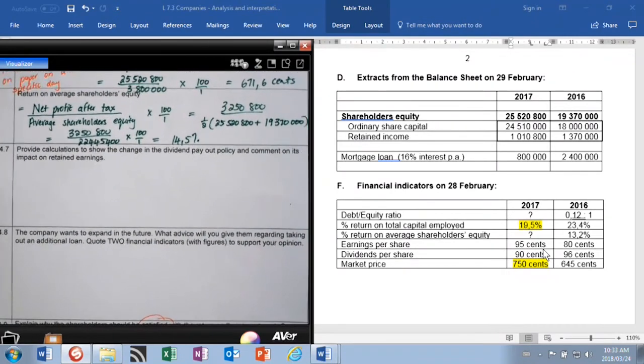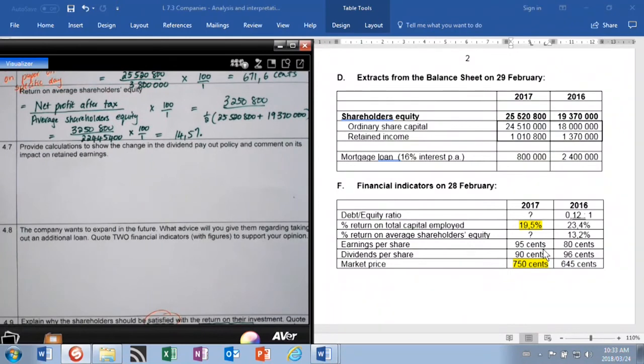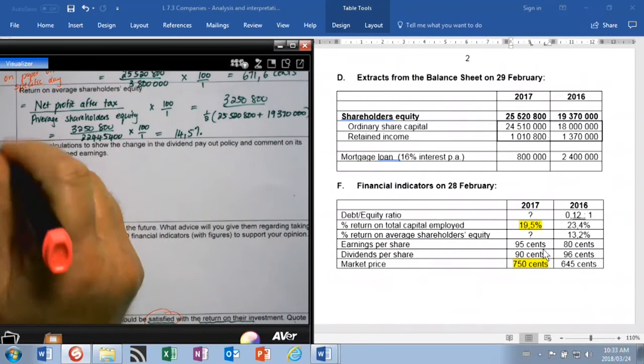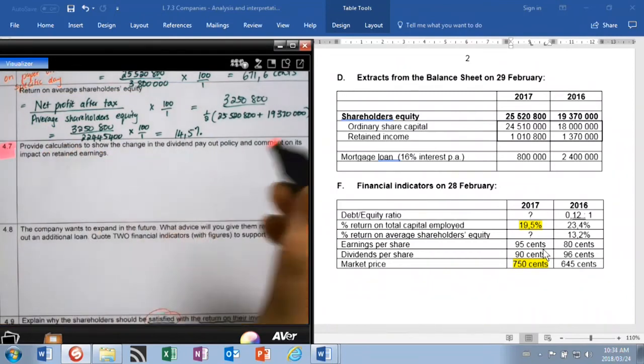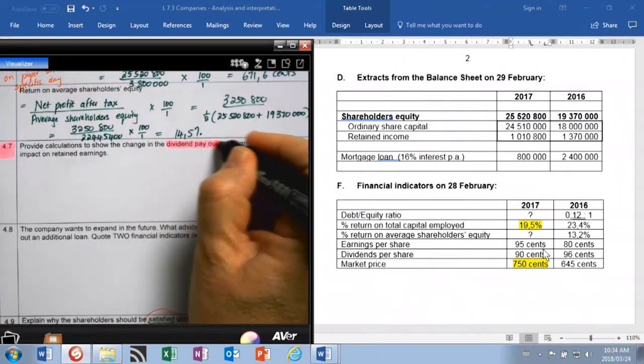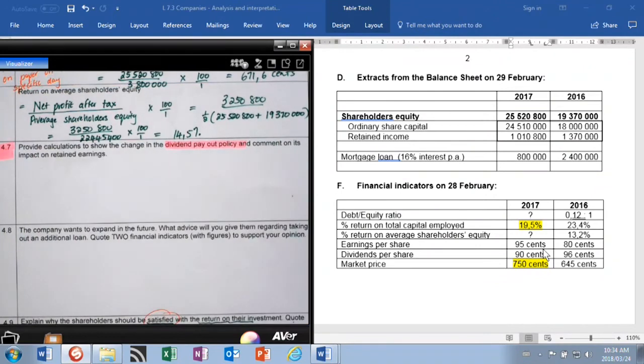Question 4.7 is very important. They love to ask this nowadays. Please make sure that you understand it and that you can do it, and it's very, very easy. They talk about the dividend payout policy. Provide calculation to show the change in the dividend payout policy and comment on its impact on retained earnings.